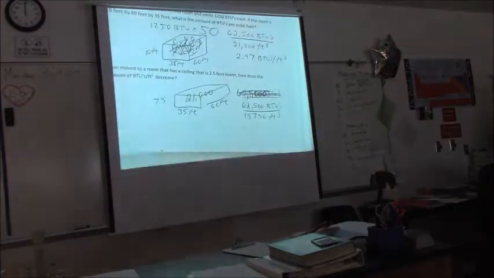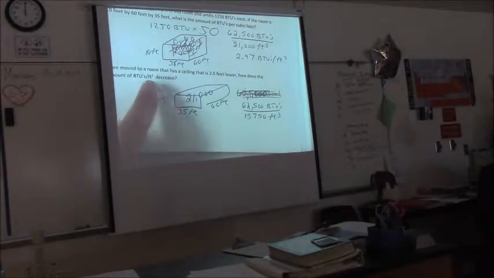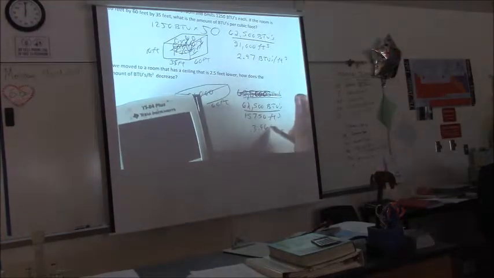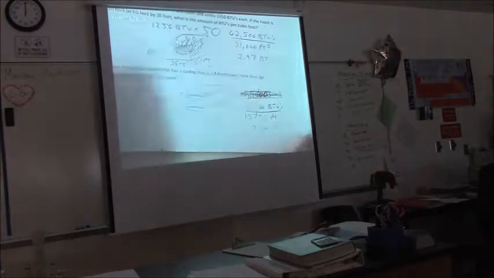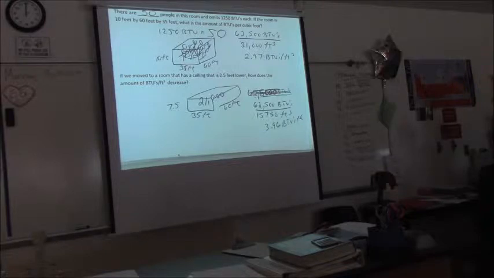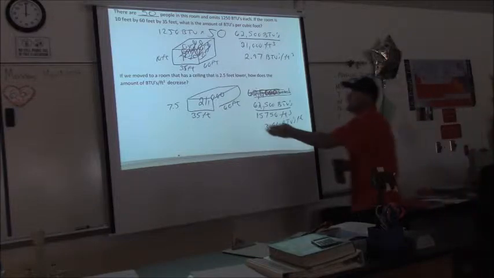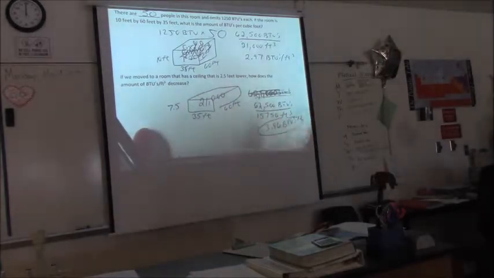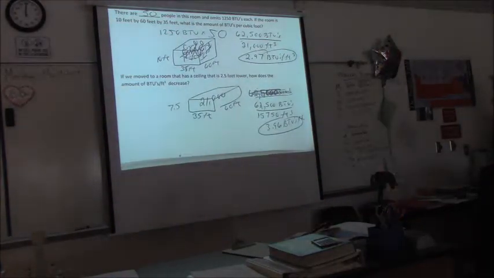So how does the density change? It's BTUs per cubic foot, so now 62,500 divided by 15,750. The density is now 3.96 BTUs per cubic foot. And you're like, well, it didn't decrease. It increases. Why? Because there's less space, but there's still the same amount of people crammed in it. It increased about 1 BTU per cubic foot. So BTU is just a British thermal unit.